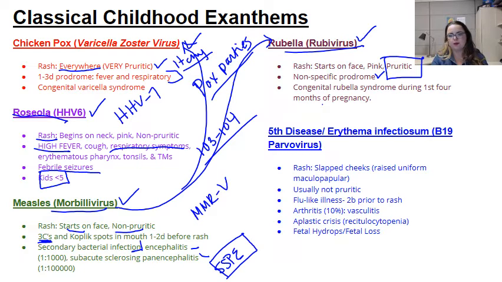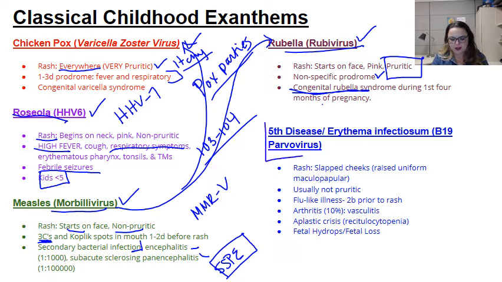Remember, the main key with rubella is actually how devastating it is to the fetus. So if a pregnant woman contracts rubella during her first 4 months of pregnancy, it's very serious for the fetus.